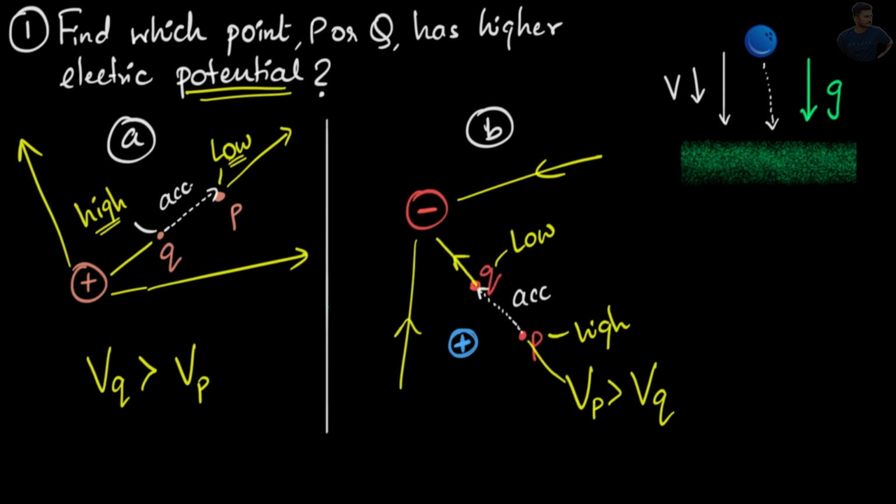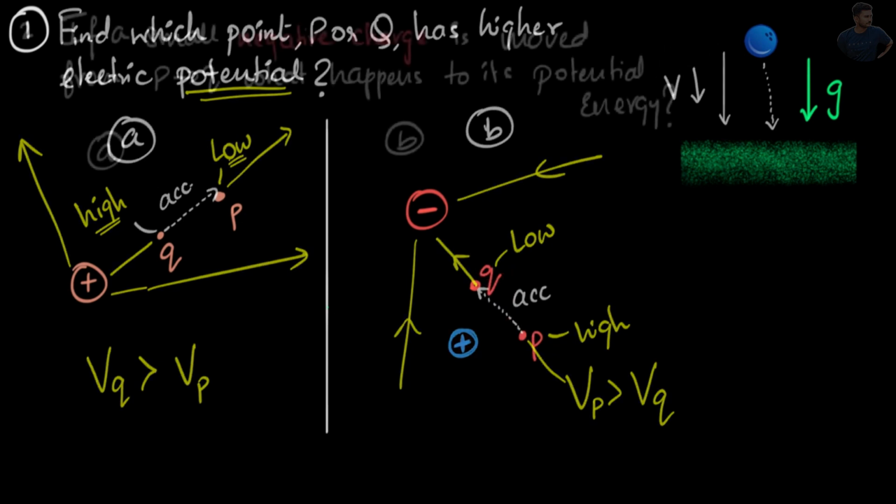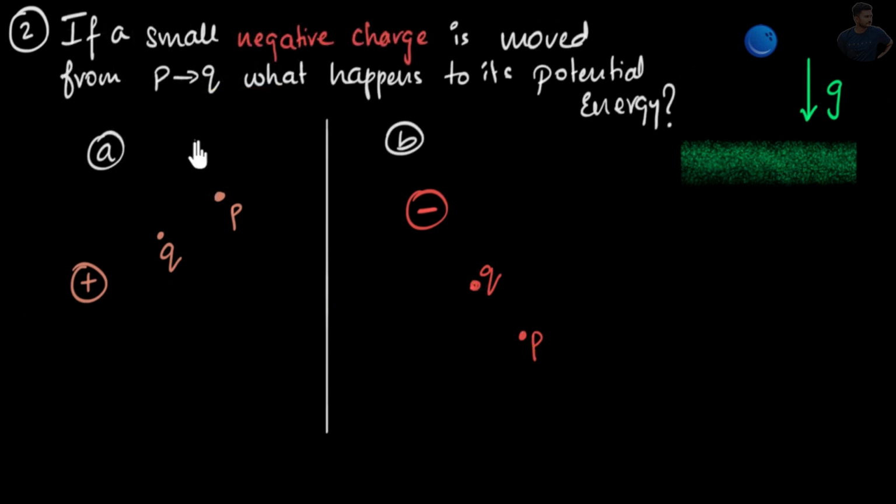All right. Let's try another problem. A similar setup, but this time we're given: if a small negative charge is moved from P to Q, what happens to its potential energy? So this time you have to move a negative charge from P to Q and see what happens to its potential energy. So again, why don't you pause the video and first give it a shot yourself.